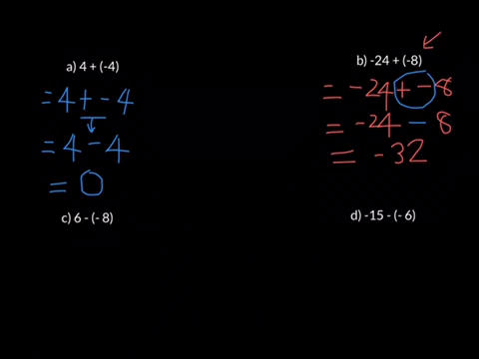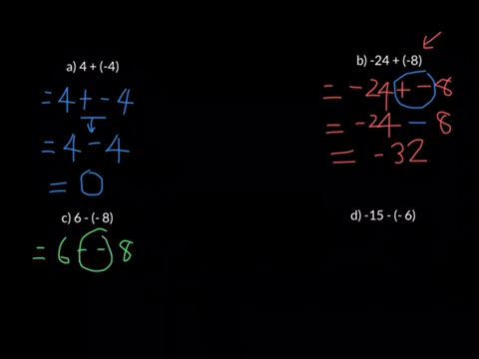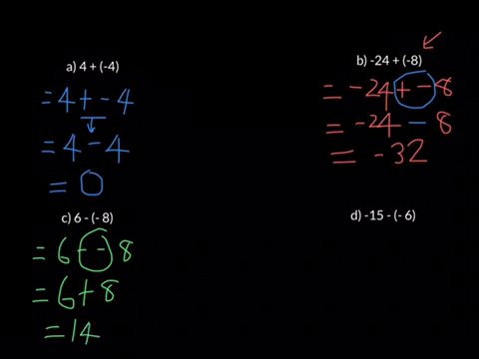Next question, we'll see we have a double negative. So 6 take away negative 8. Same sign turns into a positive. A double negative is a positive. So the same sign, both negative signs, becomes 6 plus 8, which is then 14. Becomes pretty straightforward if you know that rule.